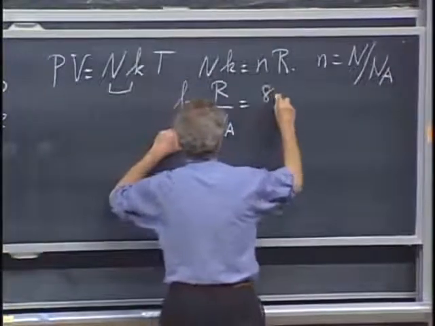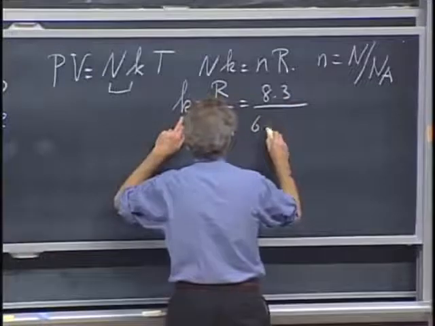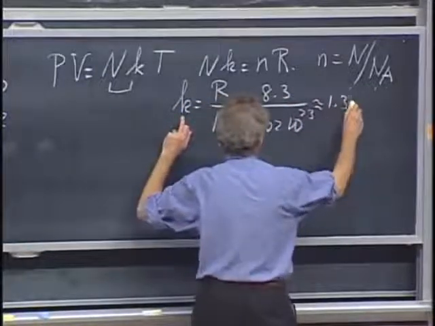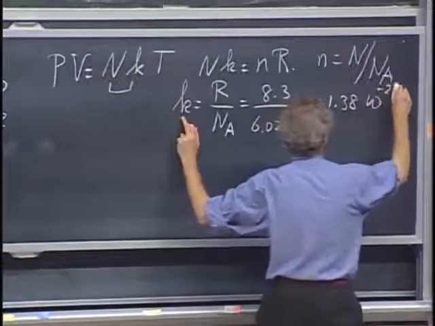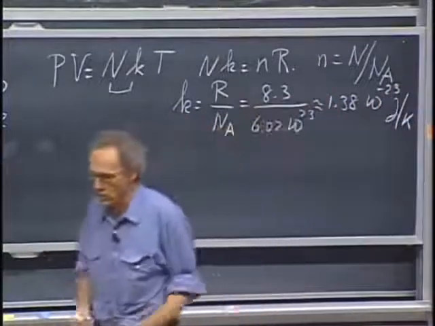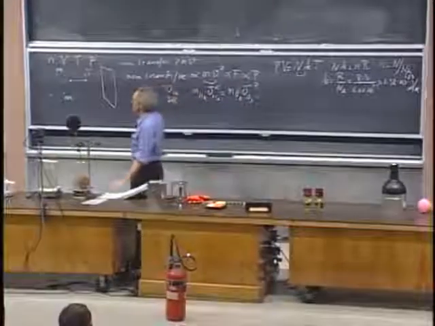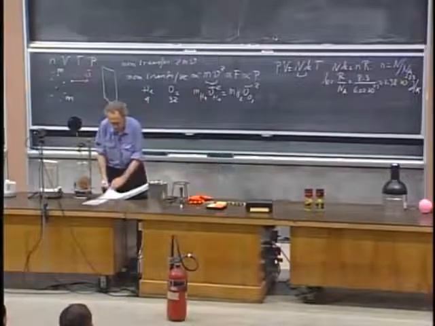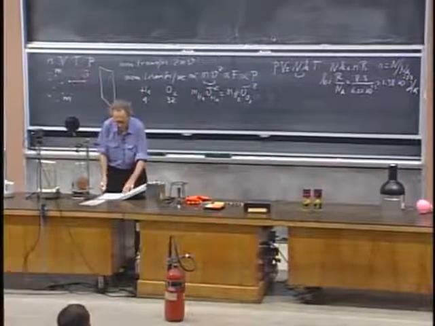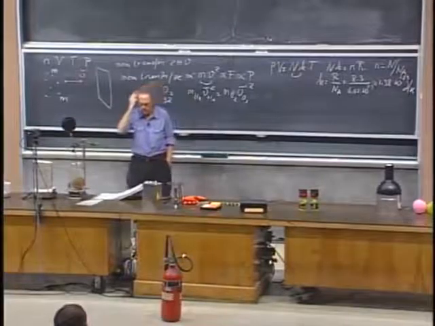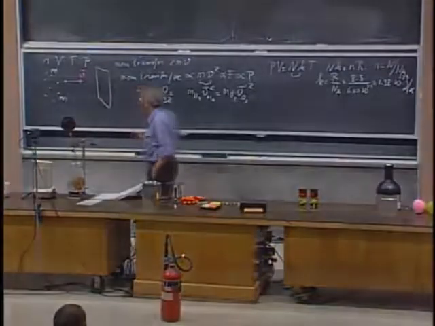And so this is 8.3 divided by 6.02 times 10 to the 23rd. And that is about 1.38 times 10 to the minus 23rd joules per Kelvin. And you can use that number if you want to. You can use either this relationship or you can use that one, whichever is convenient. They are identical. So let's now bring the ideal gas law to a test.